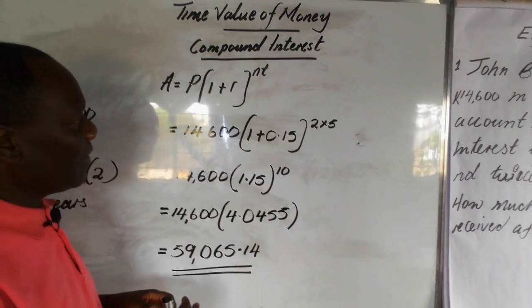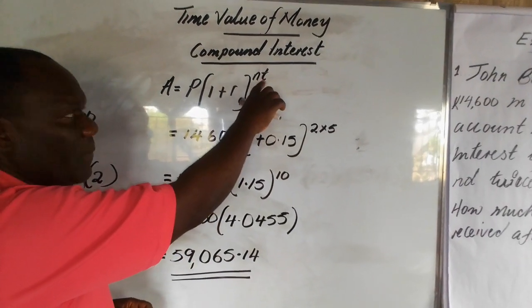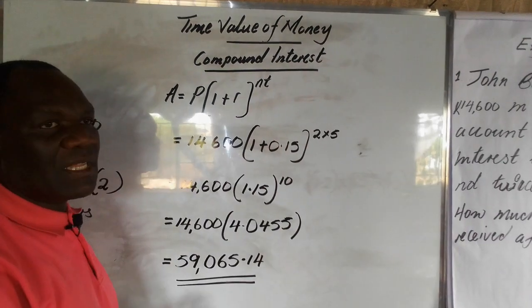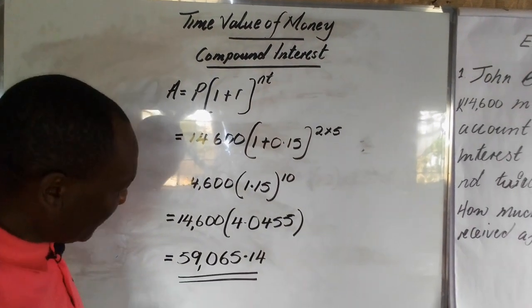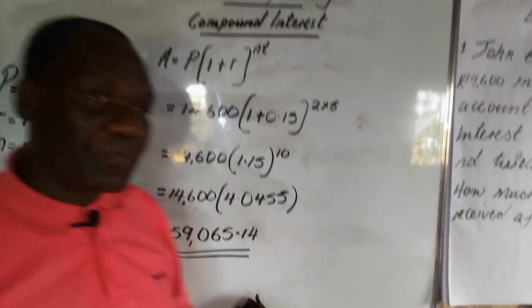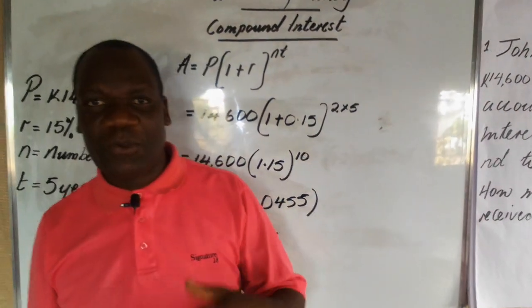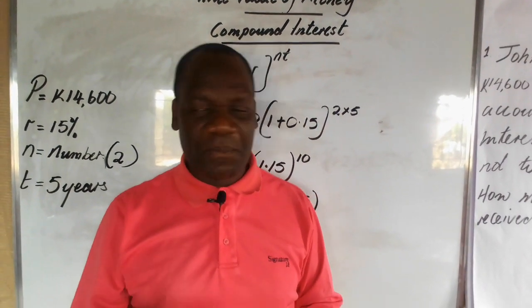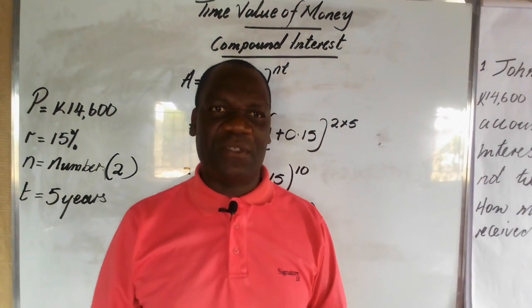So it is as simple as this. The key thing is the time and the number of times when the interest is compounded. It is as simple as you have seen. So next time we shall now look at the present values and the future values.